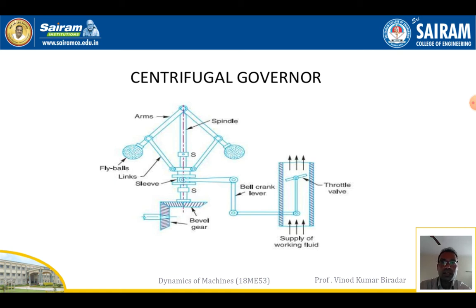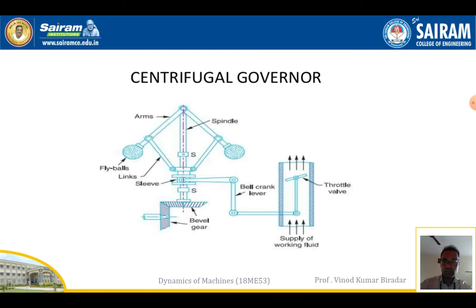The ball and the sleeve rise when the spindle speed increases and fall when the speed decreases. So when the spindle speed increases, the ball and sleeve rise. When the speed decreases, the ball comes slowly down. In order to control the travel of the sleeve in the upward and downward direction, two stops, S1 and S2, are provided on the spindle. The sleeve is connected by a bell crank lever to the engine shaft. So this is about the construction of a centrifugal governor.